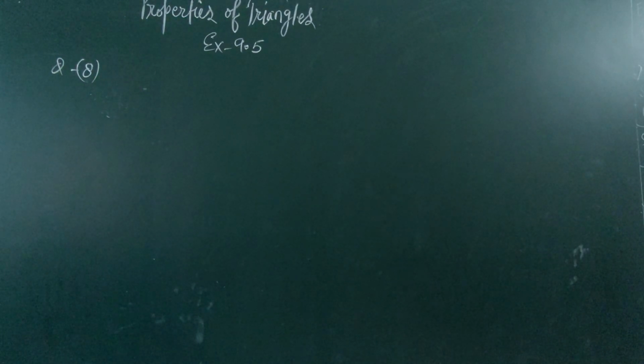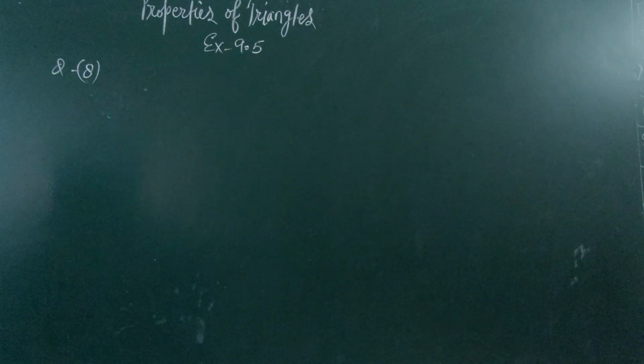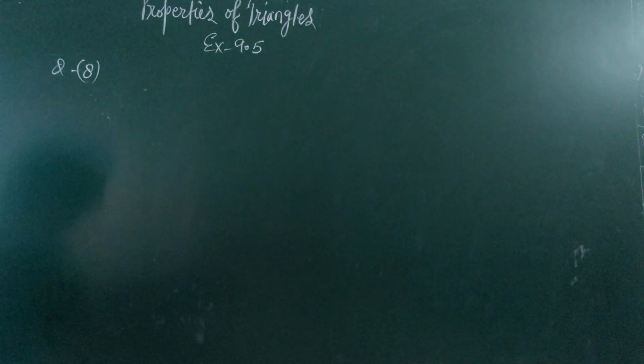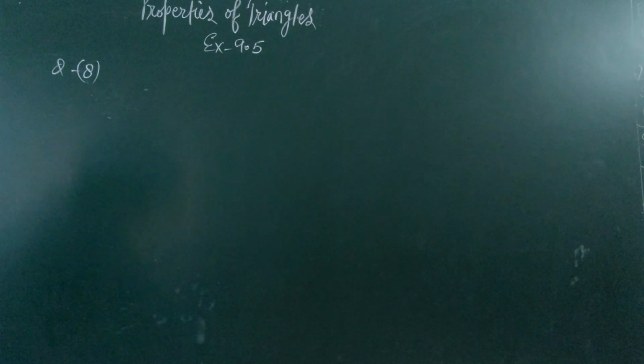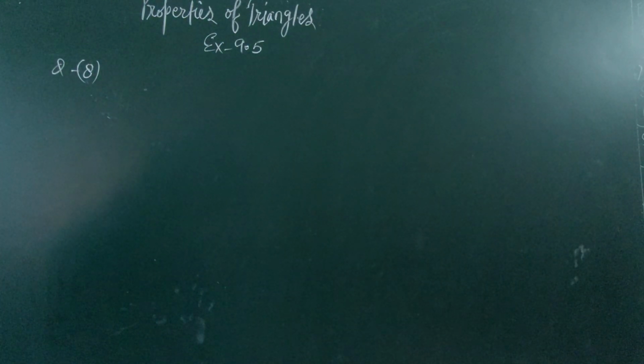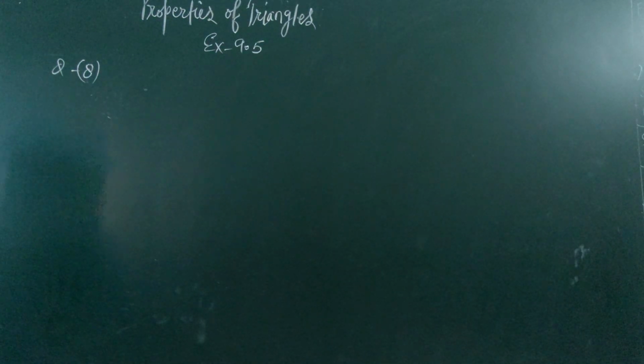Next is question number 8. A rectangular gate is 3 meter wide and has a 5 meter diagonal. How high is the gate? Look, we are discussing about a gate.